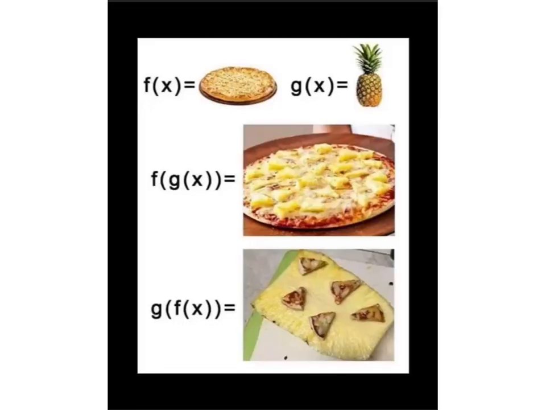Okay, look at the board. Everybody look. Let f of x be a pizza and let g of x be a pineapple. That means that f of g of x is a pizza with pineapples, right? And g of f of x is a pineapple with pizzas. What are we doing today?